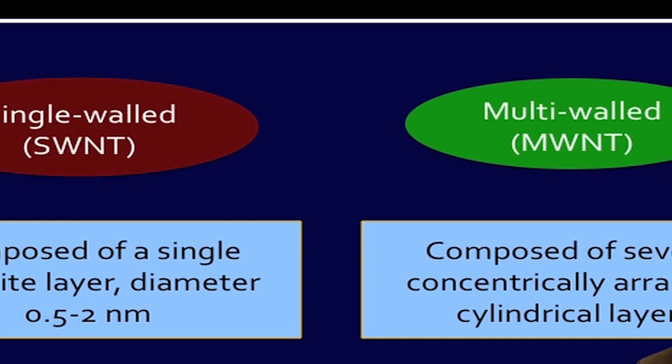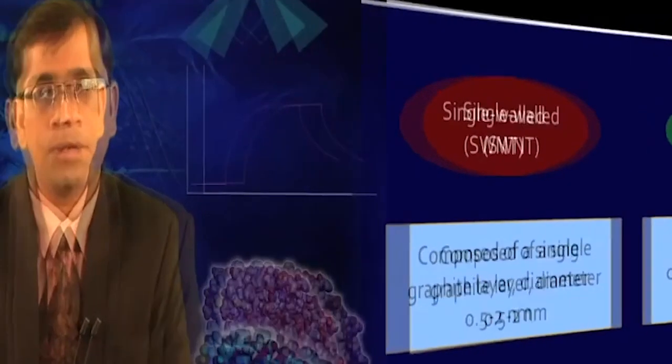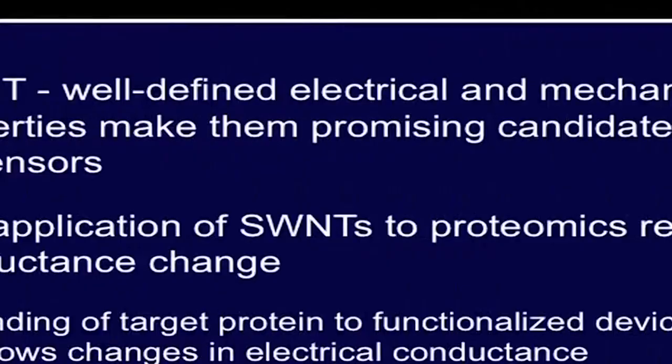The single walled nanotubes are composed of a single graphite layer with the diameter in the range of 0.5 to 2 nanometer, whereas the multi-walled nanotubes are composed of several concentrically arranged cylindrical layers. There are various properties associated with each of these groups, but today we'll focus more on how these nanotubes can be applied for proteomic applications. The single-walled nanotube possesses well-defined electrical and mechanical properties, which makes them a promising candidate as a biosensor. The applications of single-walled nanotubes in proteomics rely on the conductance change.